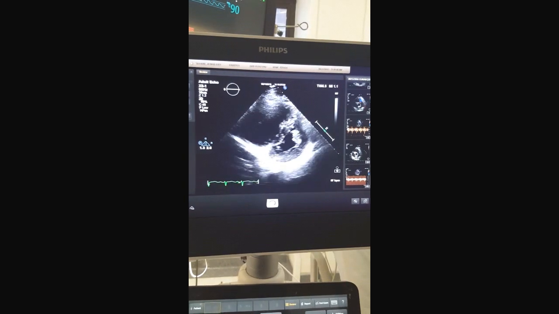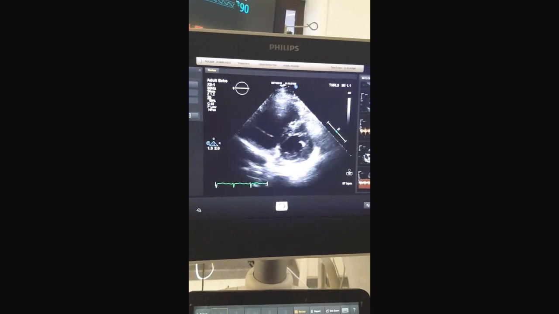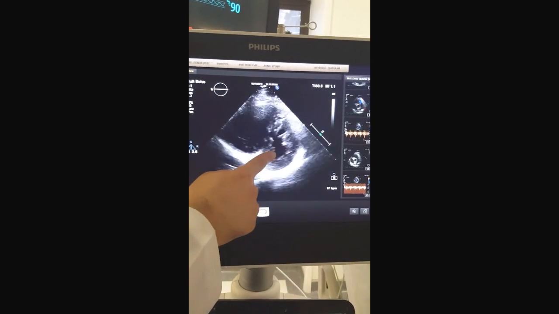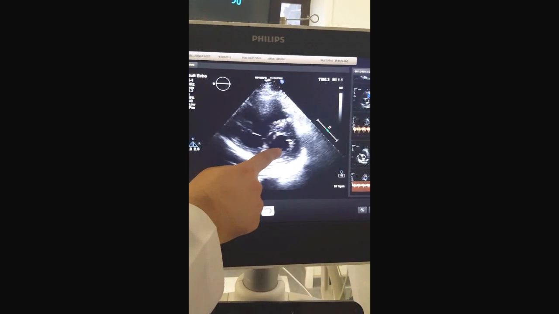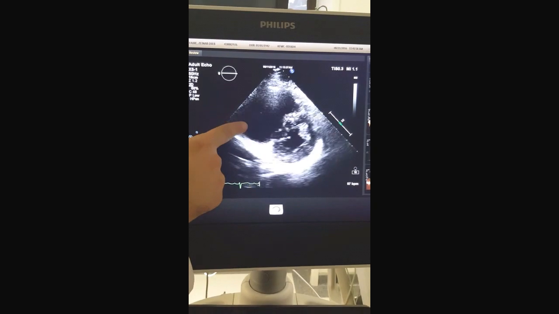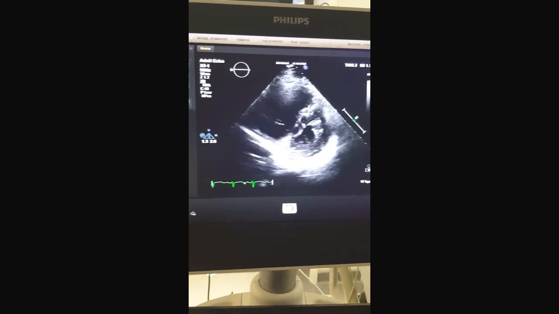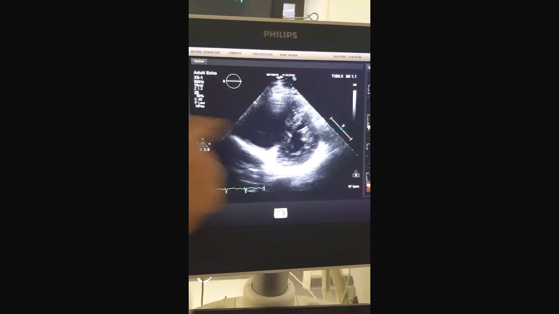This is a very important view or image. And this is called short axis through the left ventricle and right ventricle. Left ventricle is normal in size, even small. Right ventricle is large, almost double to triple the size of the LV. And this suggests that we have a severe overload.